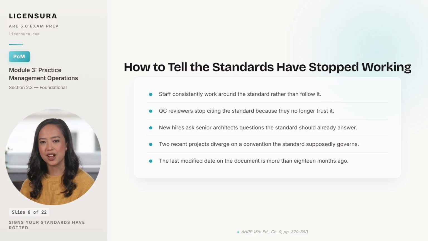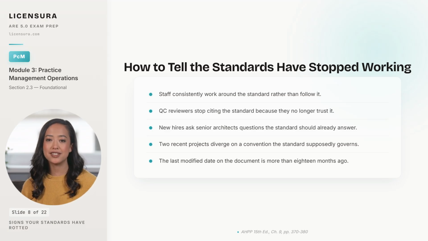5 symptoms tell you the standards have rotted, and the firm should treat any one of them as a trigger to rebuild trust in the document. The first is that staff consistently work around the standard rather than follow it. When junior architects develop quiet shortcuts that contradict the manual, it has already lost its authority. The second is that QC reviewers stop citing the standard during reviews because they no longer trust what it says, and instead reference what senior architects do in practice.